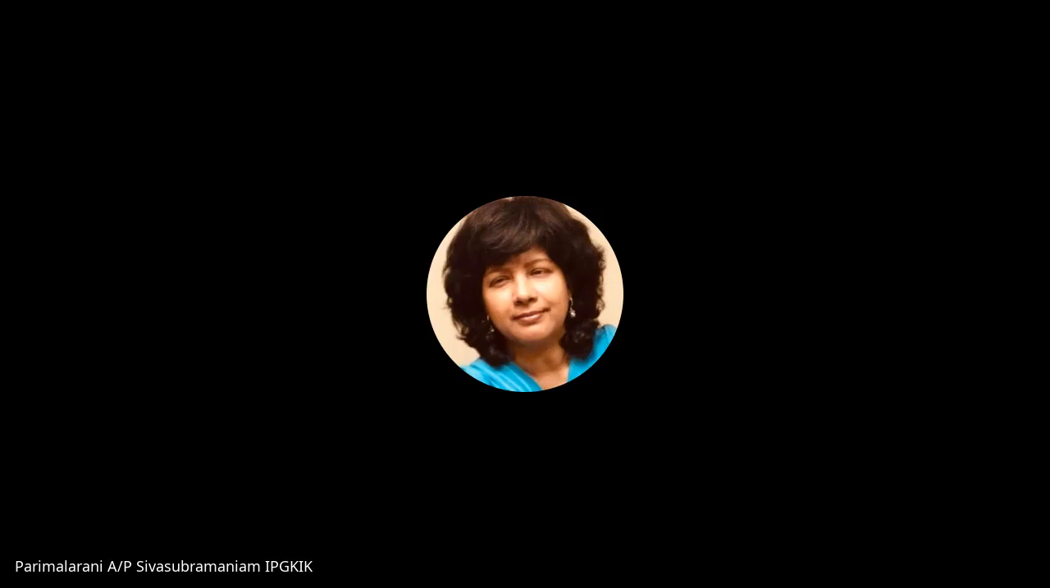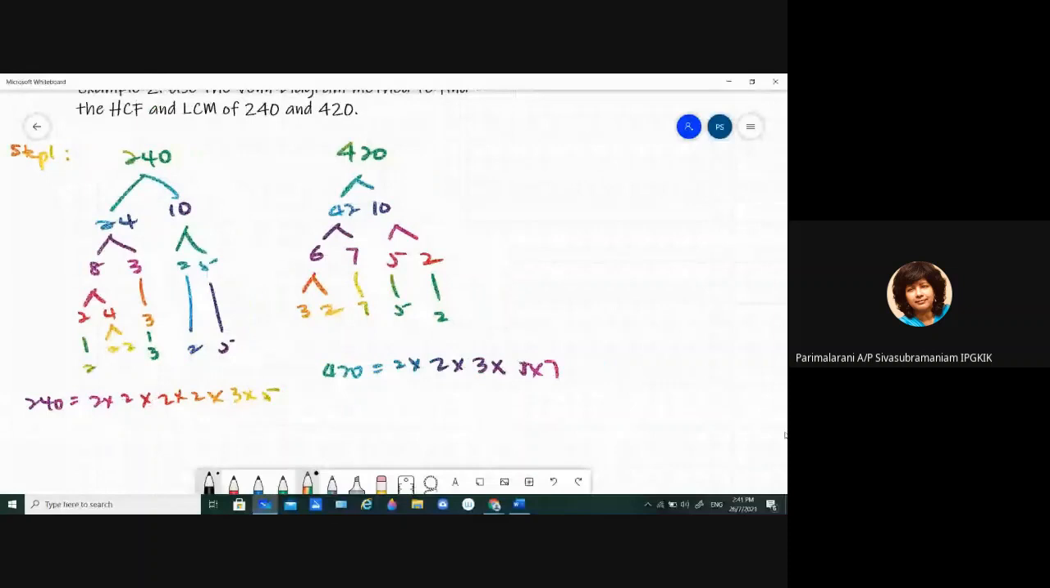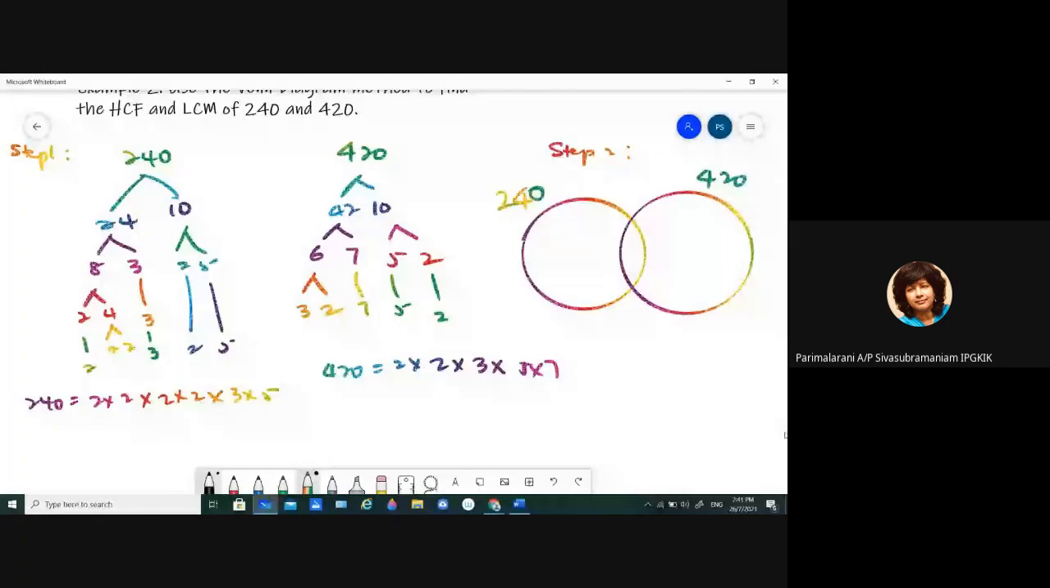Okay, so step 2, I'm going to draw the Venn diagram. So I have two numbers which are overlapping. So this is 240 and this is 420. So what are the numbers that are overlapping? I have two 2s here, two 2s here, 3 and 3, 5 and 5. Okay, so these are the numbers that are overlapping. So I have 2, 2, 3, and 5 in the overlapping space.